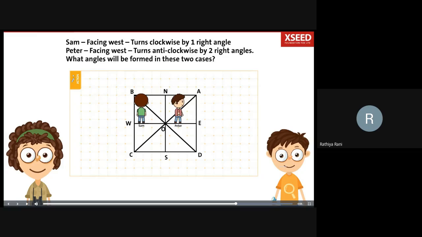Now they will ask the question. Just try to answer it. What angles will be formed in these two cases? At first Sam was facing west, and Sam is turning clockwise by 90 degrees. So what is the angle formed by Sam? Riju? Facing west, then he is turning clockwise by 90 degrees. So what is the total angle he turned?